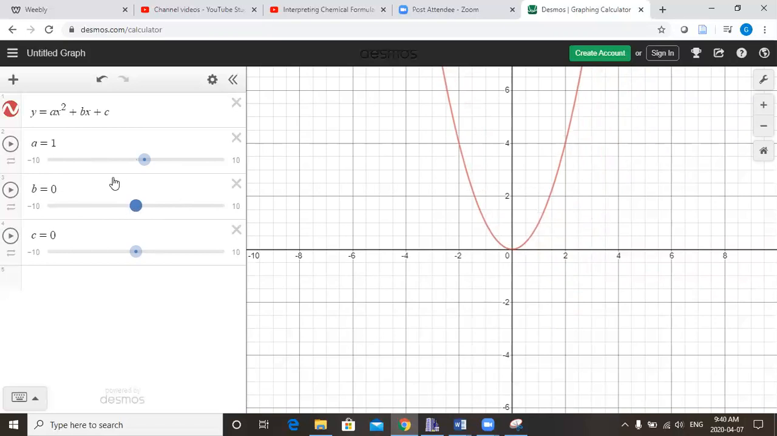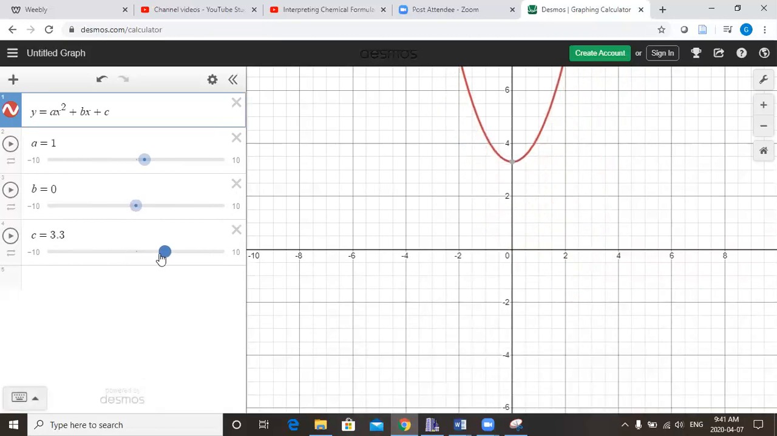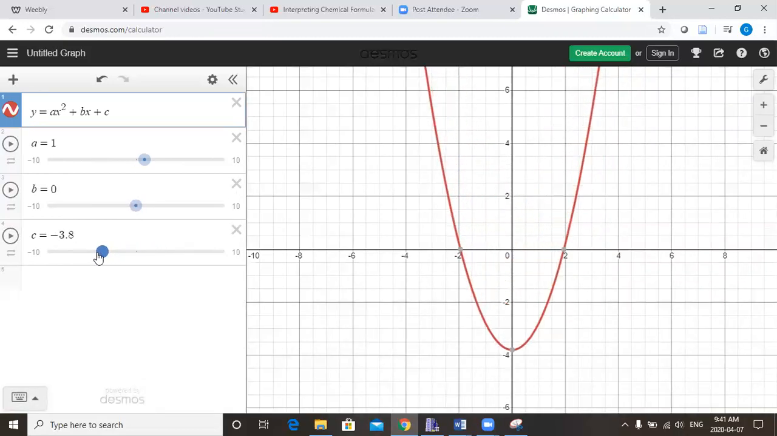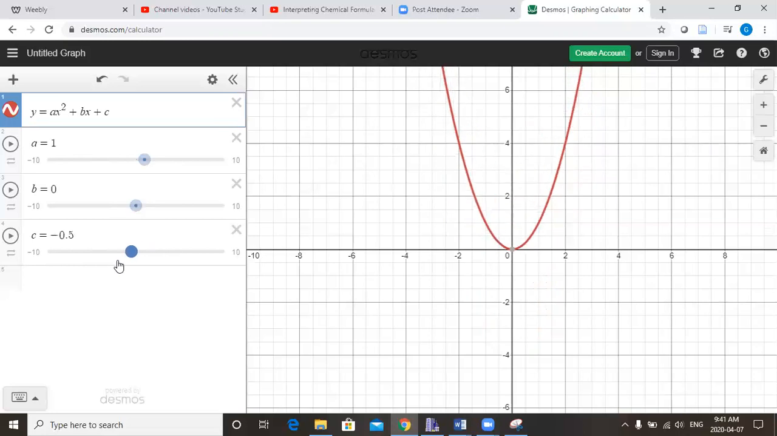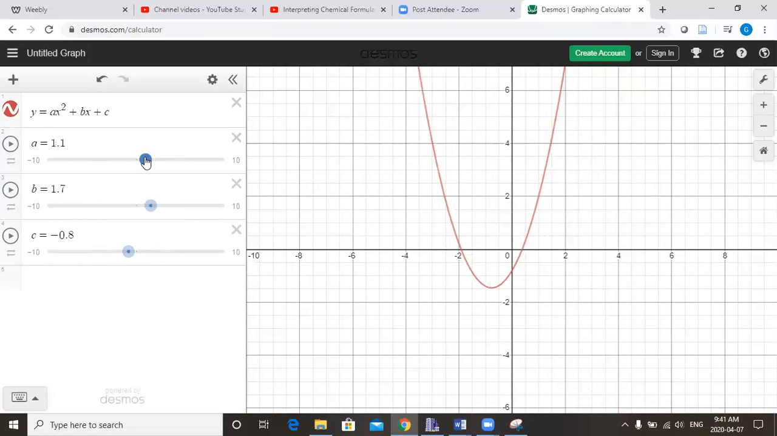And the c value, notice the c, there's no variable, so we call that a constant. When it's positive, it moves the parabola up, and when it's negative, it moves it down. So it moves it up or down. The b moves it left or right. And the a, when it's positive, moves up and makes it steeper. And when it's negative, it's down and steeper.